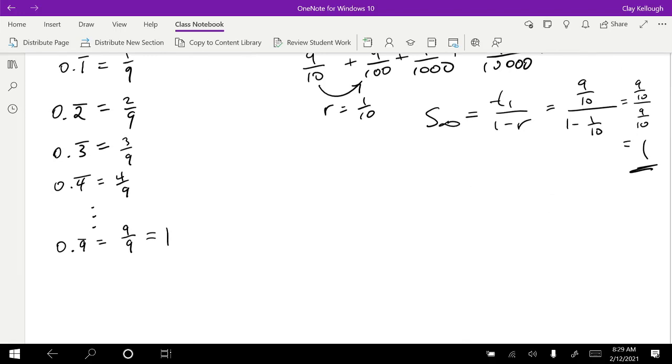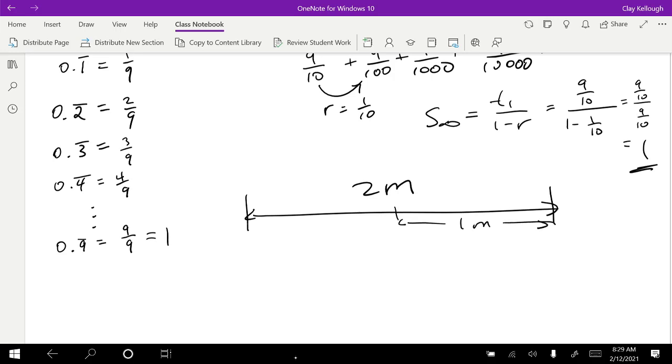If you, for example, have a distance in a room that's 2 meters long, well, of course, you could cut that into a 1 meter chunk, and then, of course, 1 meter on the other side, and then you could cut that into a 1/2 a meter chunk, and then a 1/4 of a meter chunk, and then a 1/8 of a meter chunk, and you could keep cutting it in half forever.